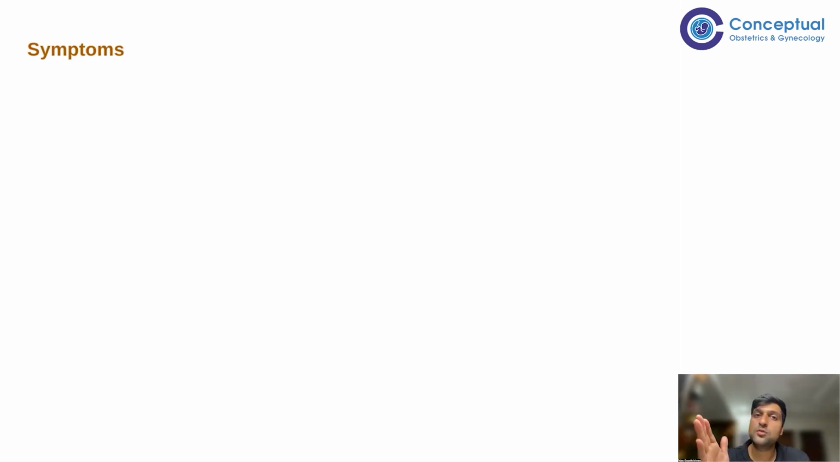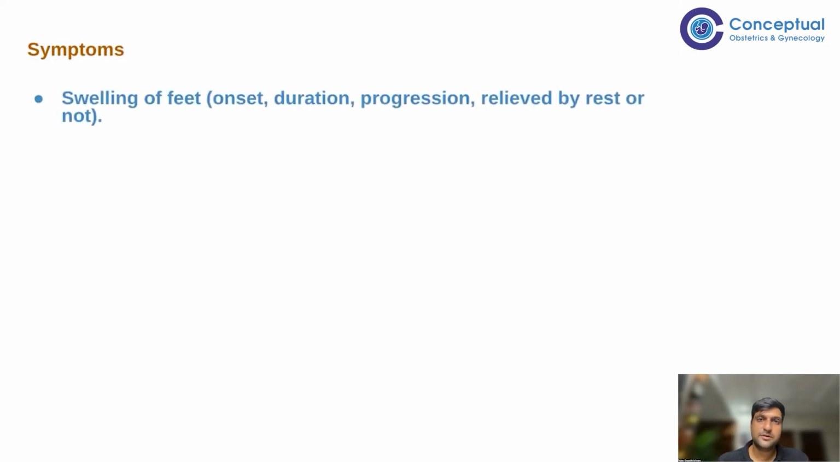As soon as you get to know that the BP is 140/90, the patient is preeclampsia, then what will you do? You will go back and revisit your symptoms. And then in the symptoms, you will again ask these questions. Is there swelling on the feet? And if there is swelling on the feet, when did it come? Onset. For how long has it been there? Duration. And was it first at the toe, then came to the ankle, then up to the shin? Is it progressing or is it stationary? And is it relieved by rest or not?